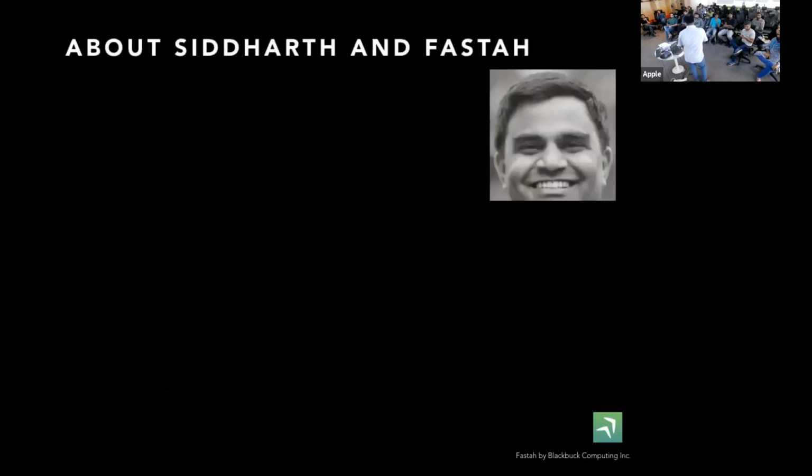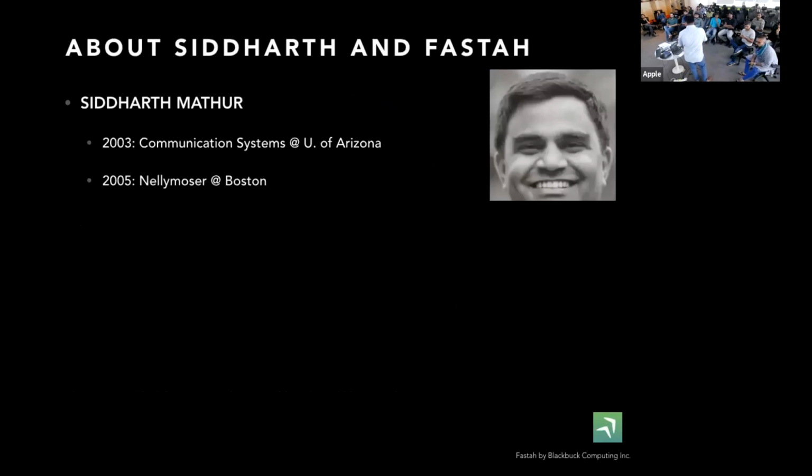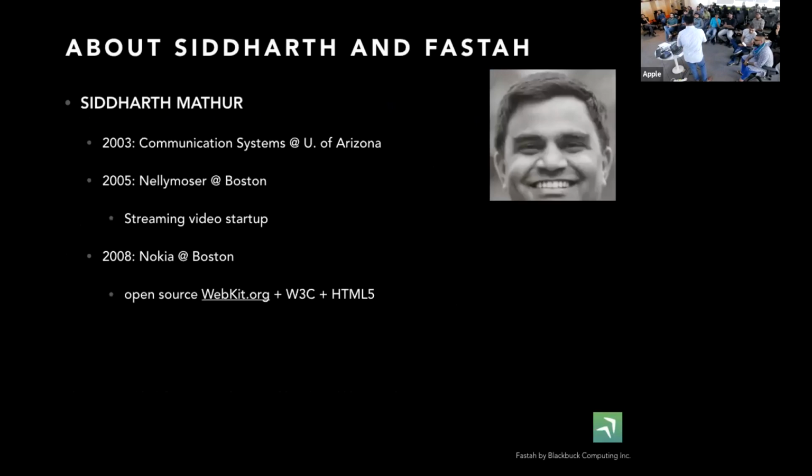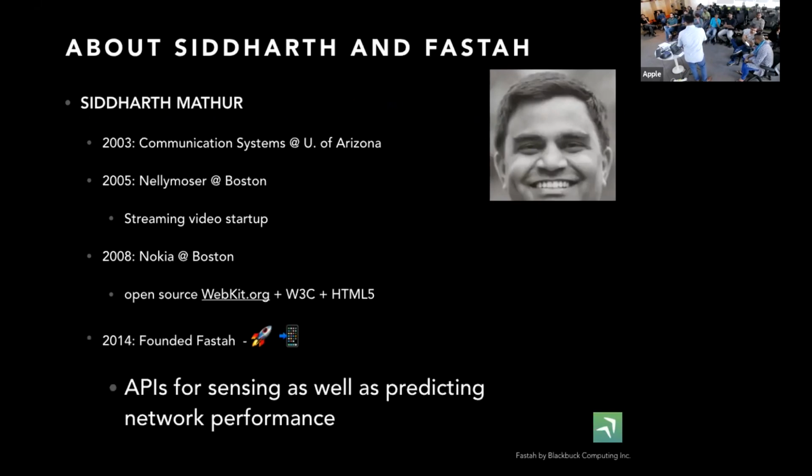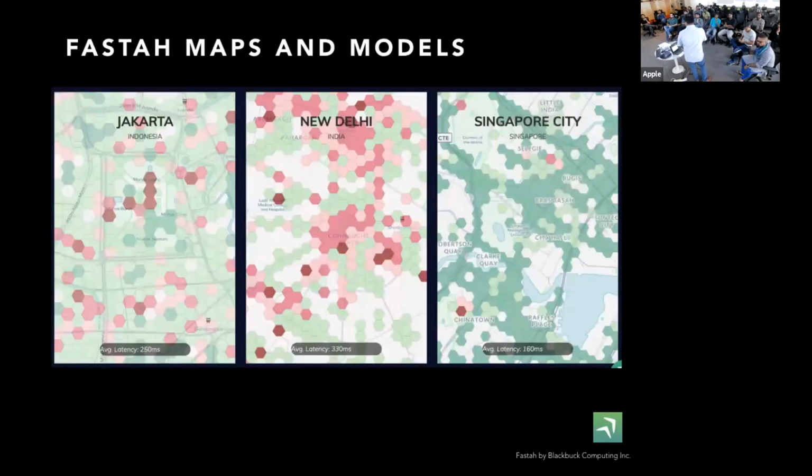And again, my name is Siddharth. So I'm the founder of Fastah. I've been doing networking, signal processing, comms, streaming, web standards, and things of that nature across my almost 14 years or 15 years of work experience now. And so I founded Fastah a few years ago, and we basically make APIs for predicting and sensing network performance from an application perspective, right? And the way we do that is by building maps which look broadly like this. So these are location tagged maps of 4G latencies in multiple countries, and we use this to basically make APIs which allow you to.